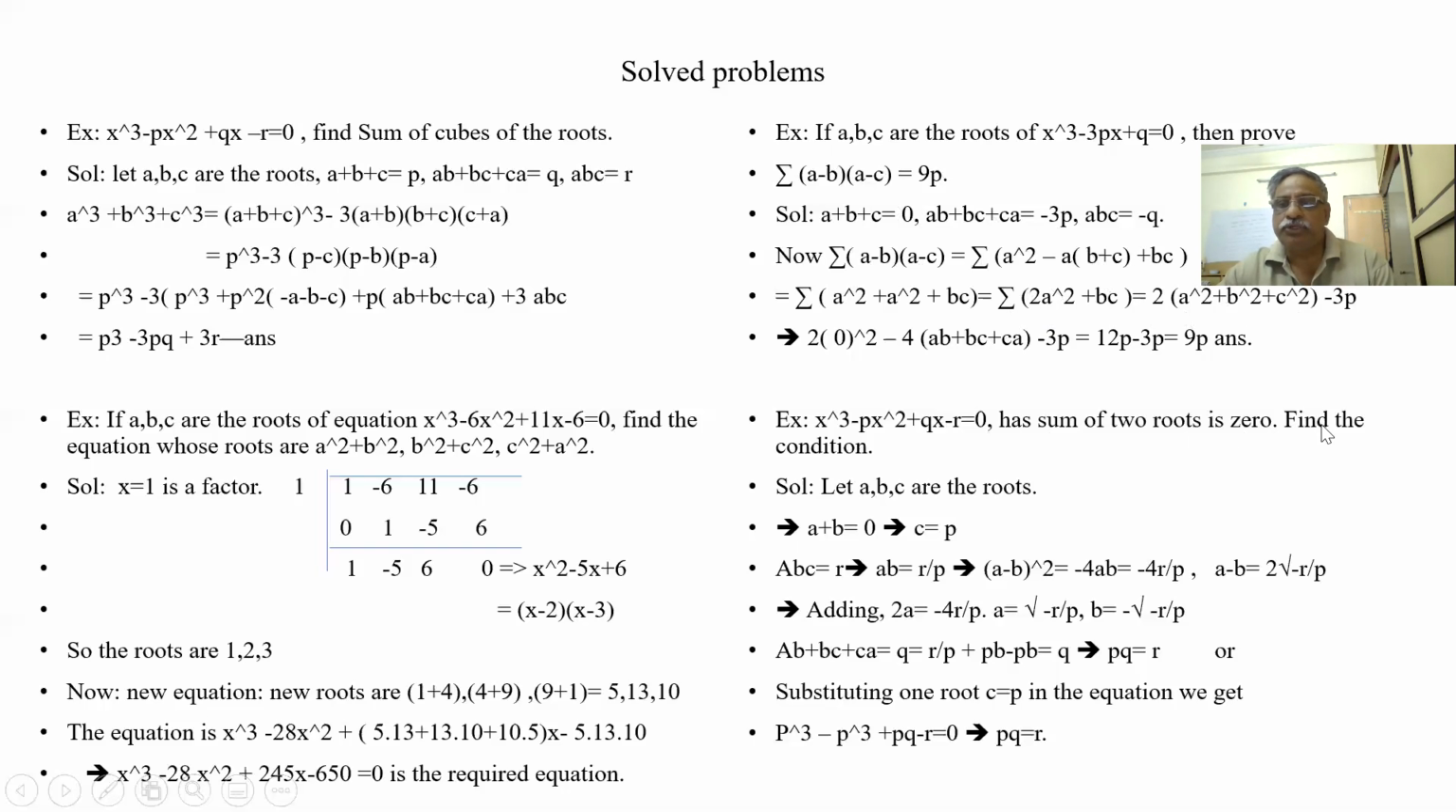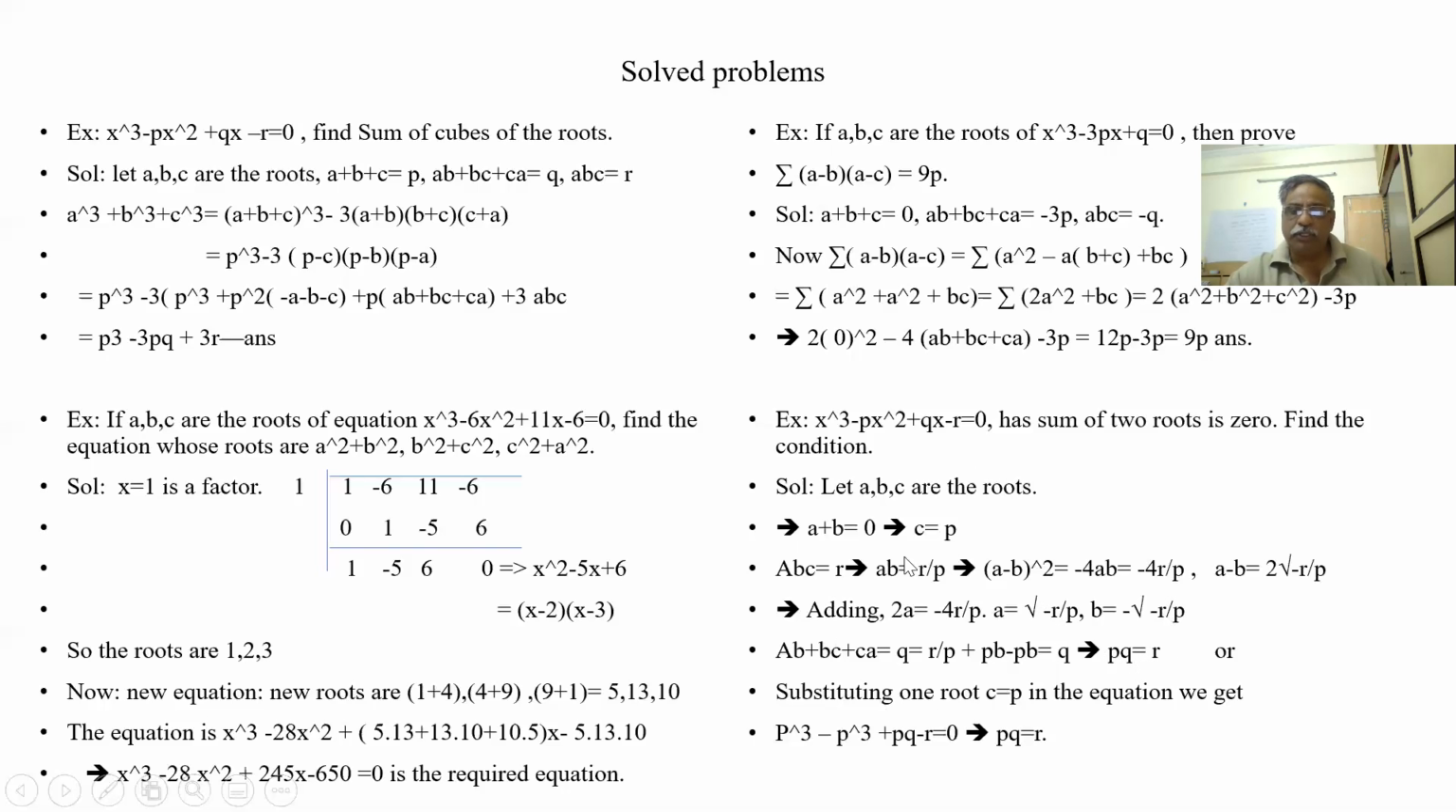The sum of two roots is 0. Find the condition. Simple. If a, b, c are the roots, a + b is 0, the sum of two roots is 0. That means b is nothing but minus a. So the roots are a, minus a, c. So when the sum of the roots a + b + c is p, that means c is p. If I substitute p here, c is a root. Yes, so I can substitute p here. So p cubed minus p cubed gets cancelled. So p q equals r. This is the condition.